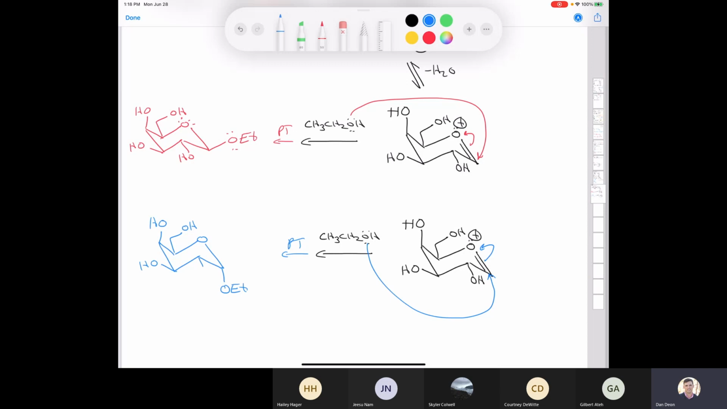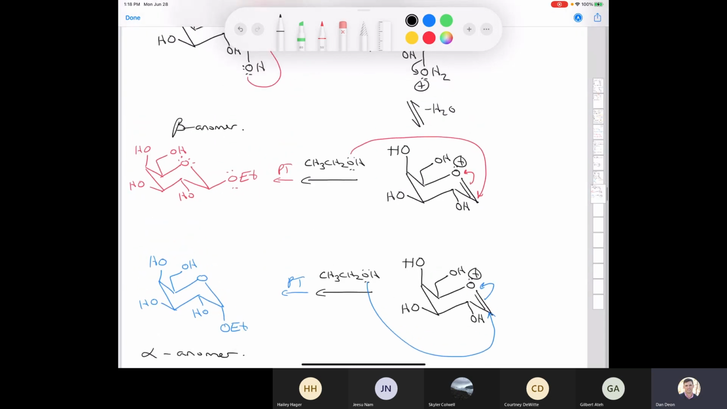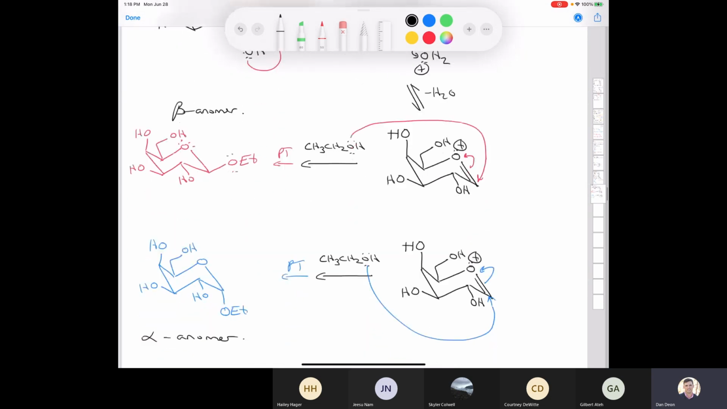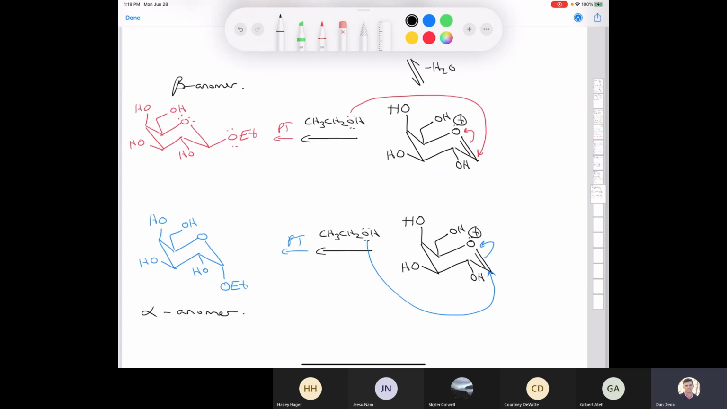So we end up with a mixture of alpha and beta anomers is the answer. Okay. So we end up with the beta anomer, and we end up with the alpha anomer. And there's a mechanism for both of their formations. So first we do a proton transfer. We have a loss of leaving group. We form the positively charged intermediate, and then I show the attack of the ethanol from either the bottom face of the molecule to make the alpha anomer, or from the top face of the molecule to make the beta anomer. So there you have it.